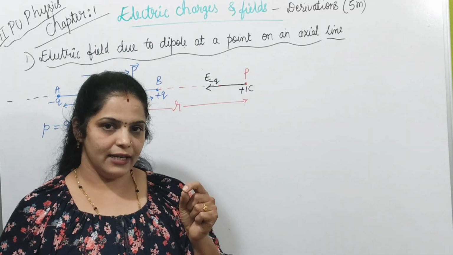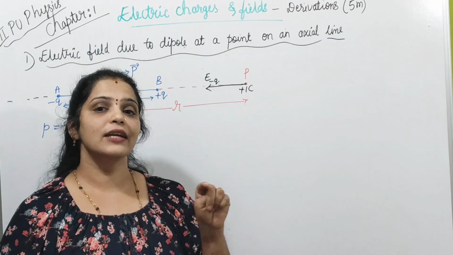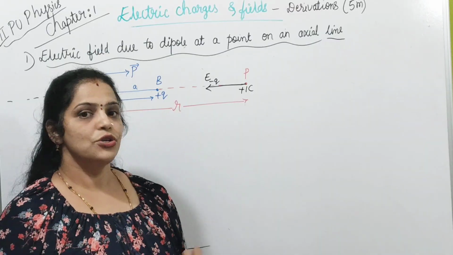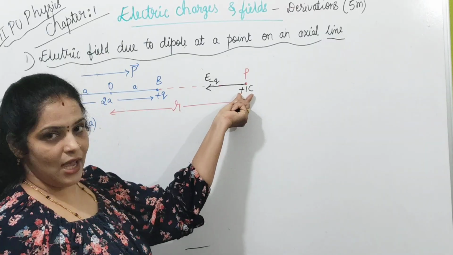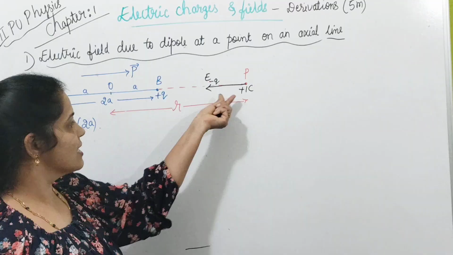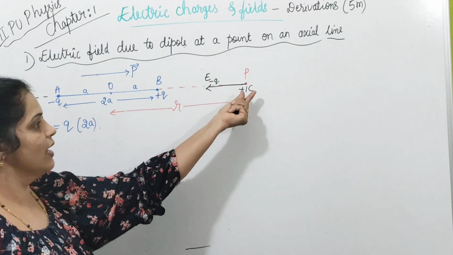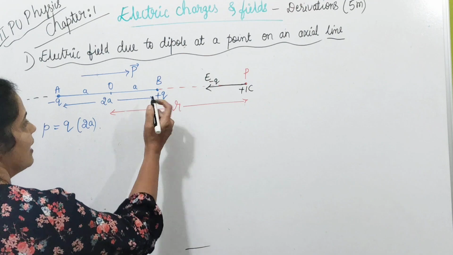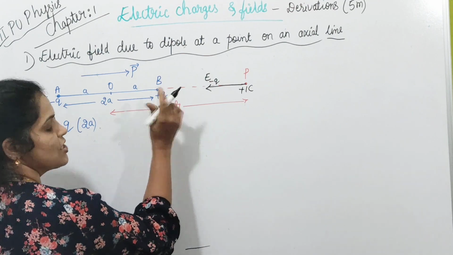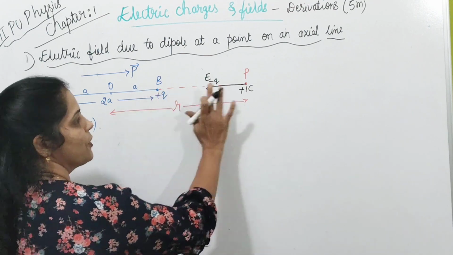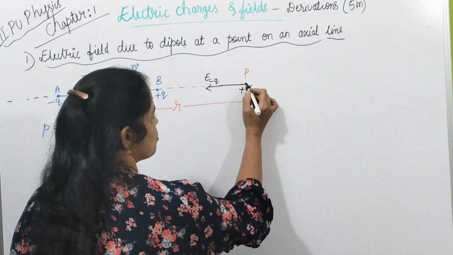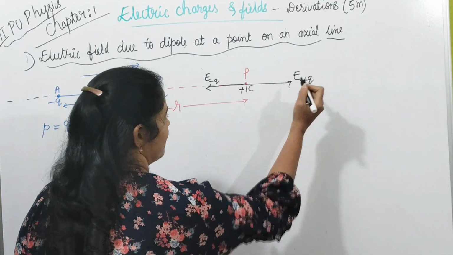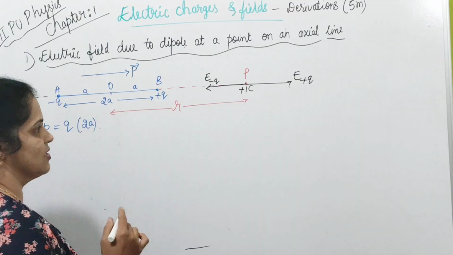So to find out electric field at any point, you need to imagine one unit positive test charge. This unit positive test charge is always positive. So it is attracted by the negative charge. That's why what is the direction of electric field? Towards the negative. And now the positive charge. If the source charge is positive, it produces electric field away from it. So this will be the direction of electric field due to positive charge. I'll just name it as E plus Q.